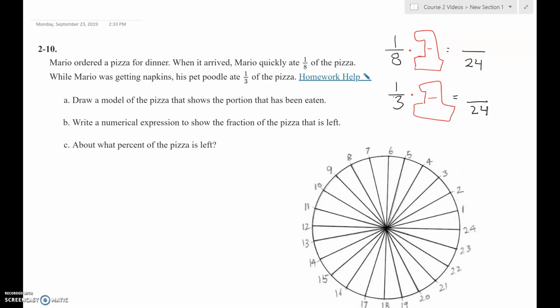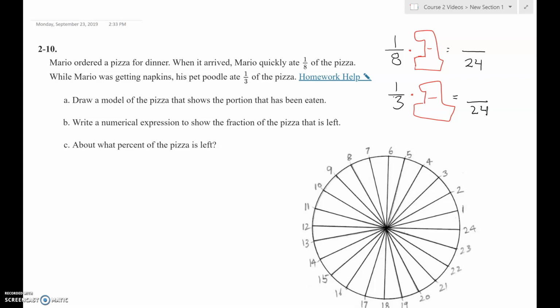This is a 7th grade question from Course 2. It's question number 10, and it's saying Mario ordered a pizza for dinner. When it arrived, Mario quickly ate 1/8 of the pizza. While Mario was getting napkins, the poodle ate 1/3 of the pizza. That rascally old poodle, you.